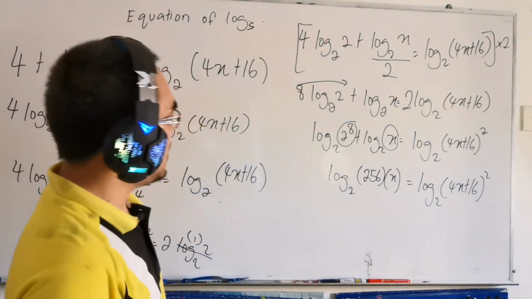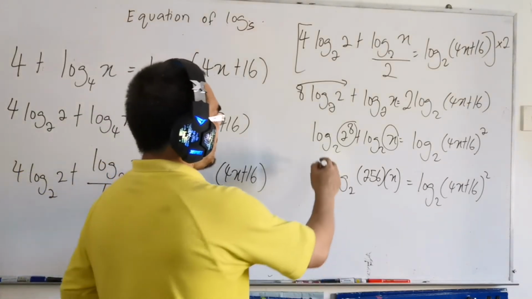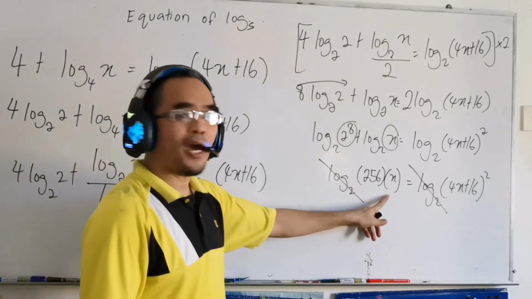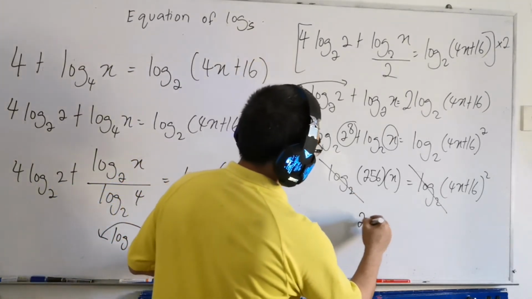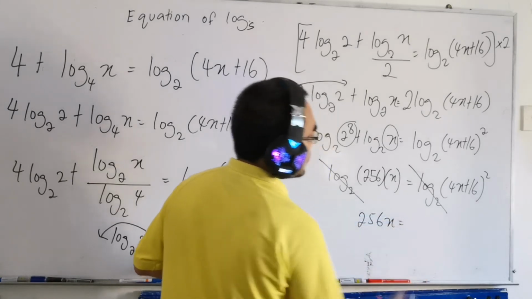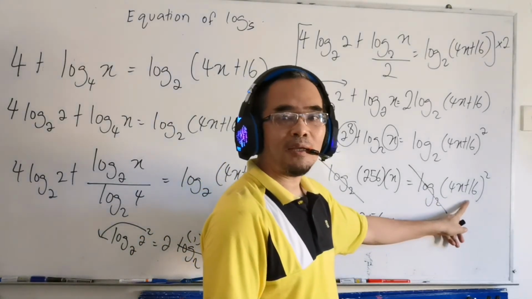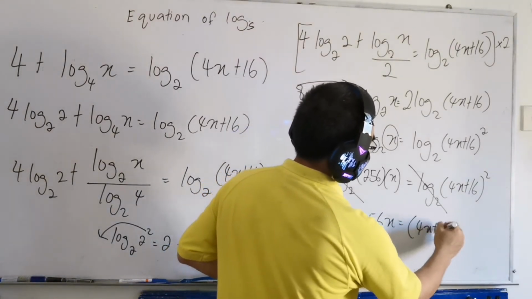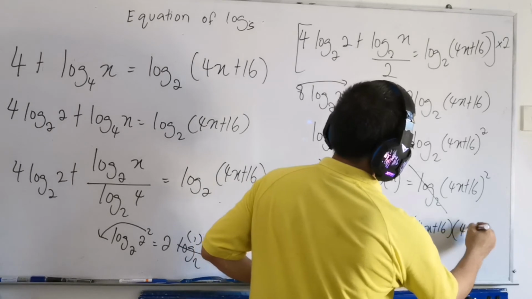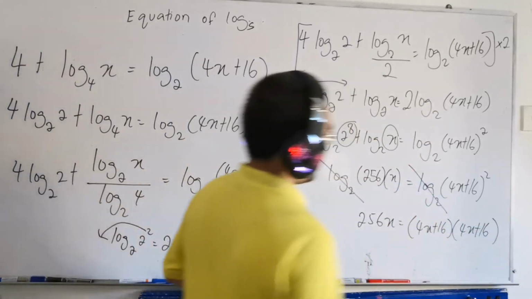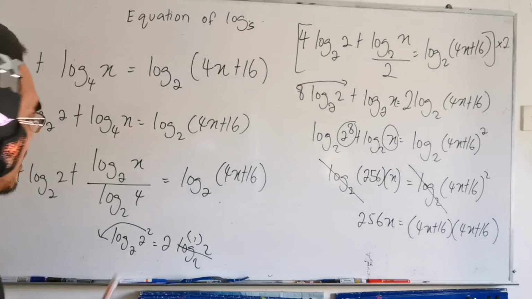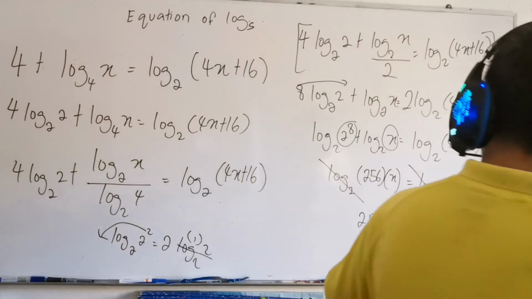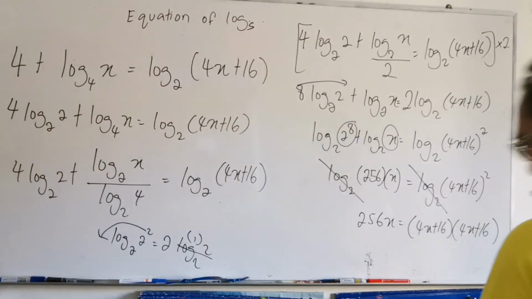And then we can cut log 2 with log 2. So we have 256x equals 4x plus 16. Okay, you have to expand. So there is no more log there. So what we have here is an equation of quadratic equation.